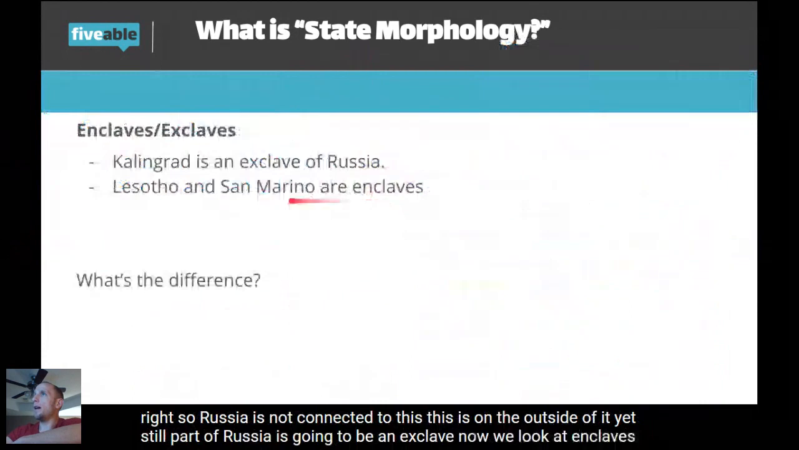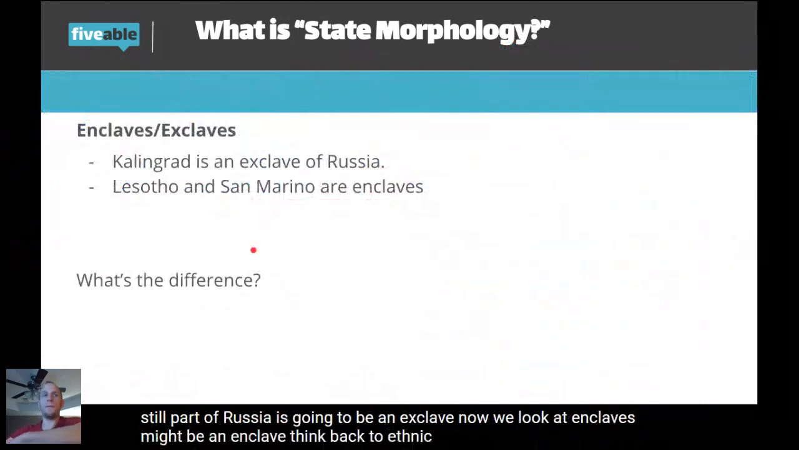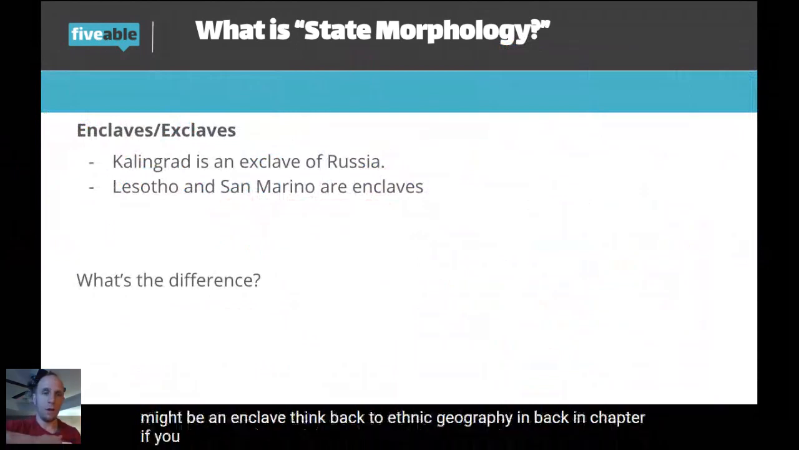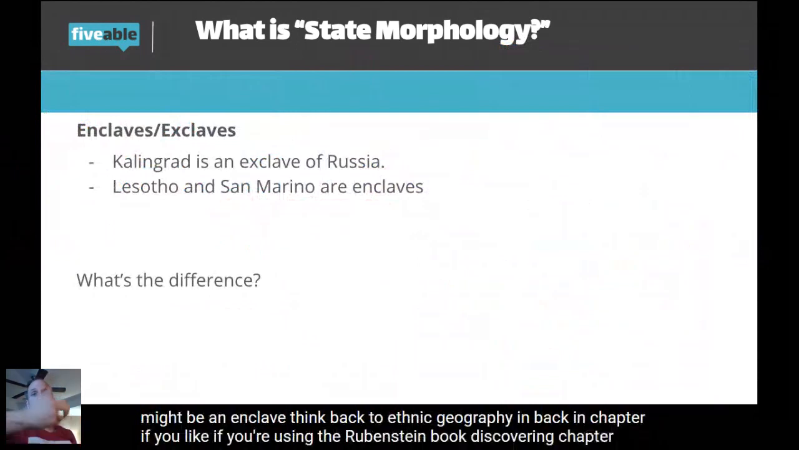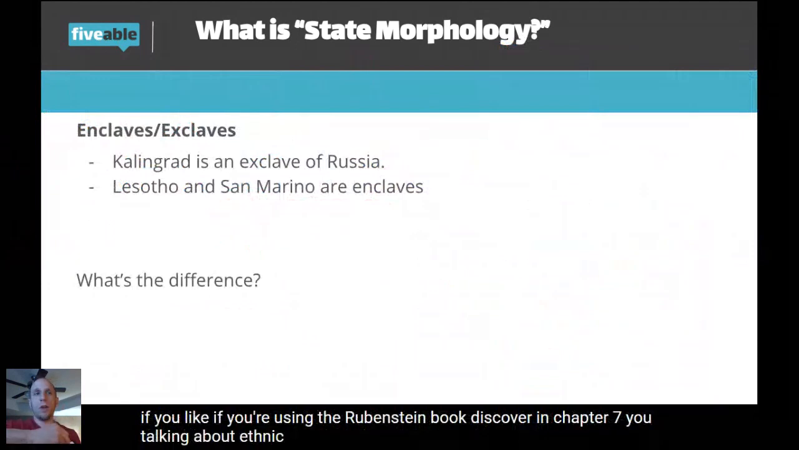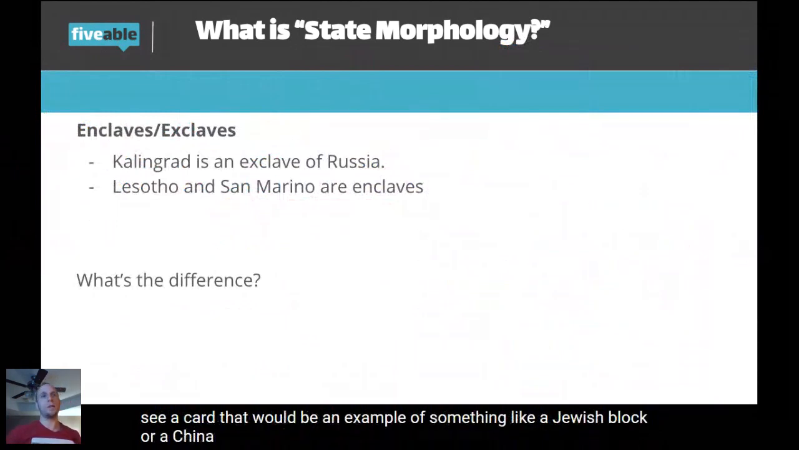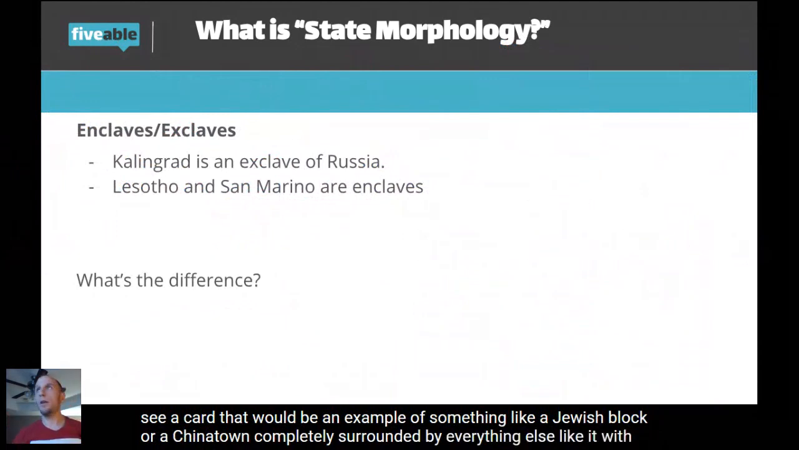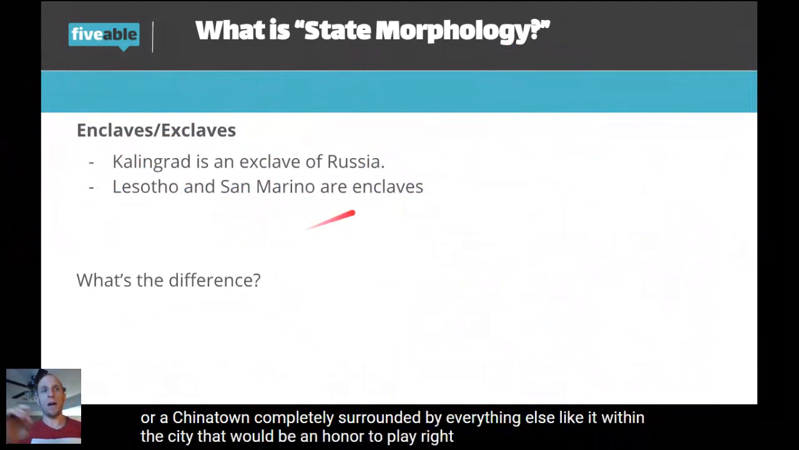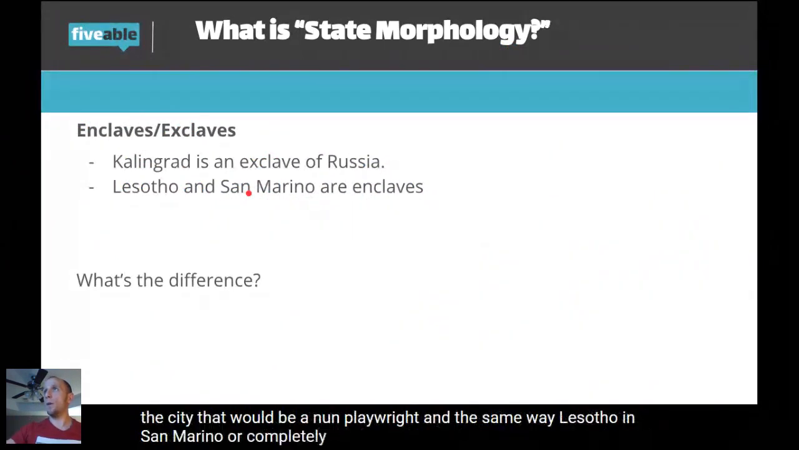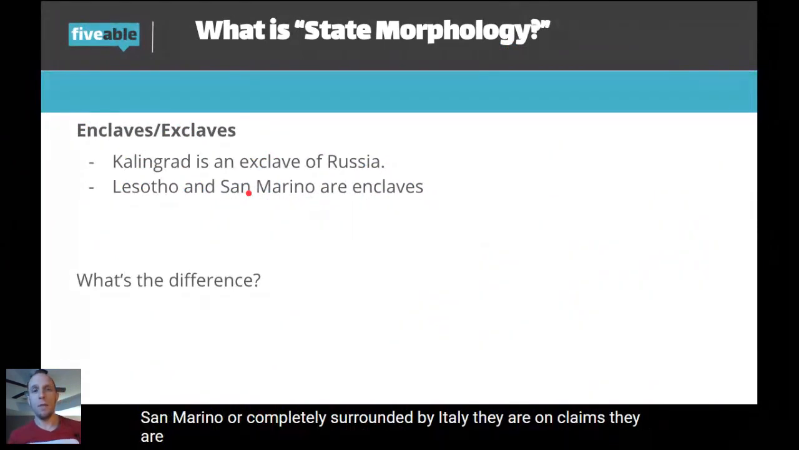Now, when we look at enclaves, something that's completely surrounded by something else might be an enclave. Think back to ethnic geography. If you're using the Rubenstein book, this is covered in chapter 7, where you're talking about ethnic enclaves or ethnic neighborhoods. That would be an example of something like a Jewish block or a Chinatown, completely surrounded by everything else within the city. That would be an enclave. In the same way, Lesotho and San Marino are completely surrounded by Italy. They are political enclaves.